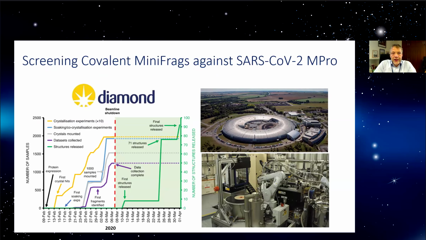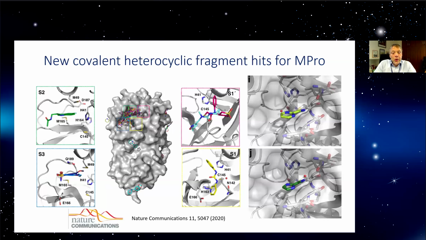The last example I would like to share with you is related to the 3CL protease, the main protease of the SARS-CoV-2 virus. This study was done in collaboration with the Diamond Light Source X-ray facility that screened a pretty high number of different fragment libraries, including our Covalent MiniFrags, against the main protease of the virus. During this screening, they were able to identify 2 hits. Interestingly, both of the compounds have the cyano group that forms covalent interactions with the active cysteine residue of this cysteine protease.